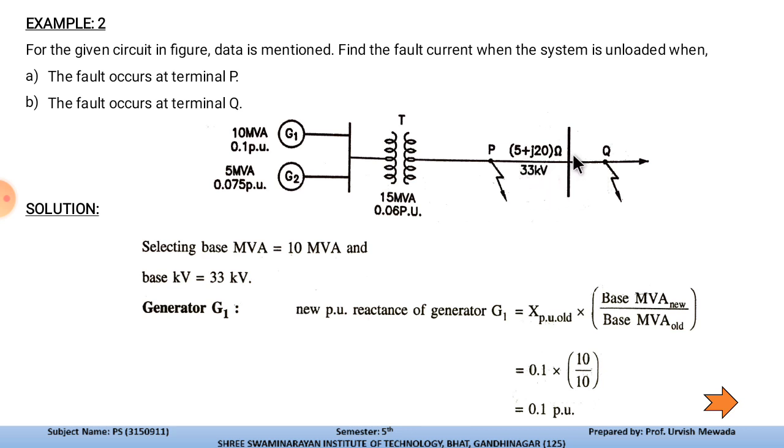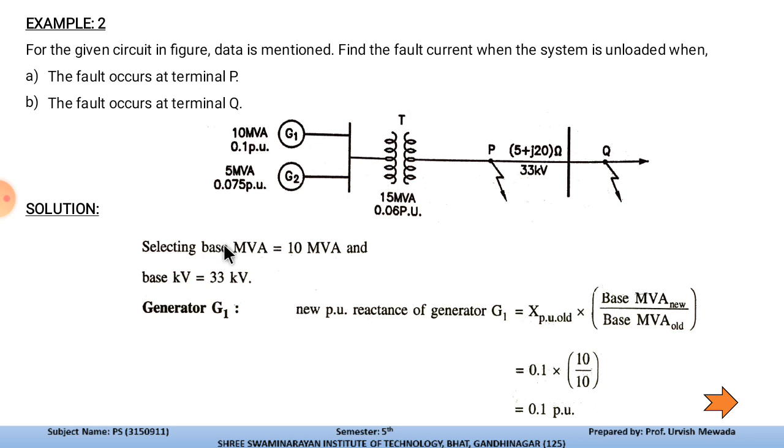We need to find the fault current when the system is unloaded and the fault occurs at terminal P. So we have two points where we are considering the effect of fault. This is the point where the fault will take place initially, that is P, and this is the second point where we need to calculate the effect of fault, so the fault occurs at terminal Q. Let us solve this example and that will be more clear to you.